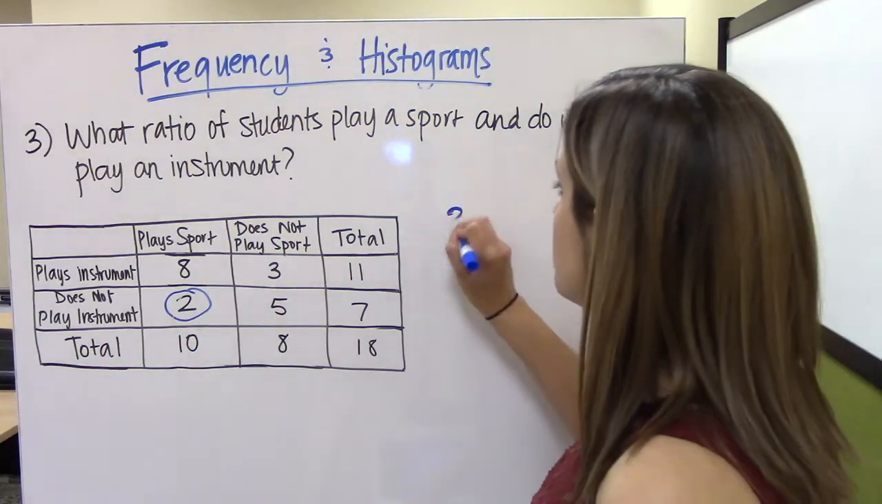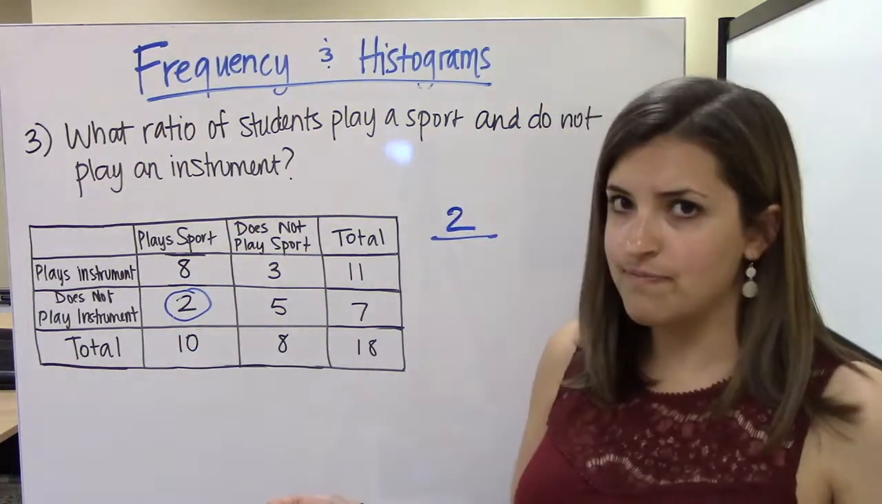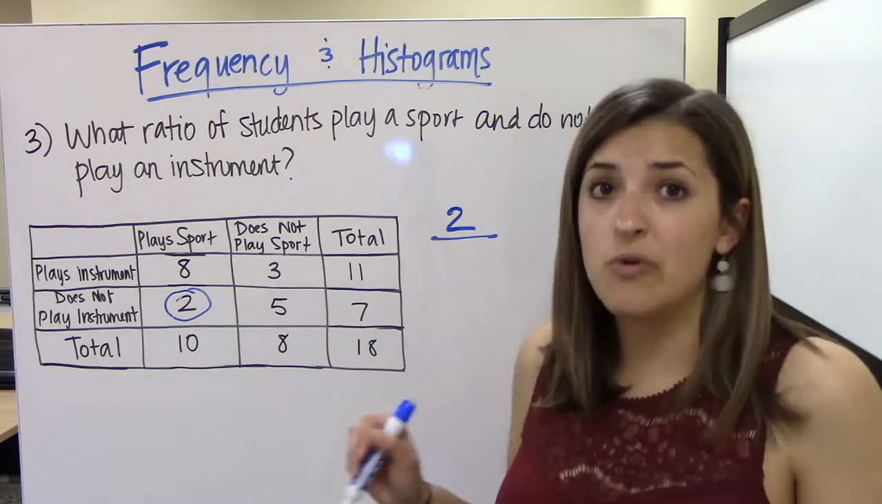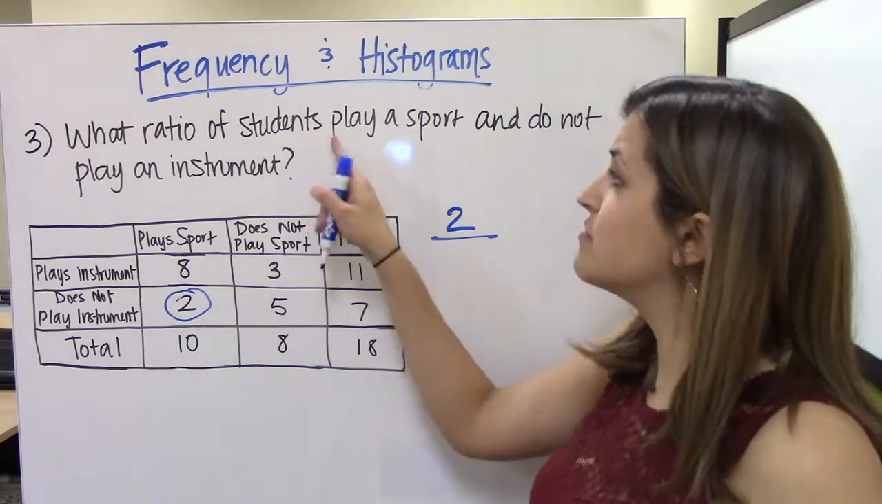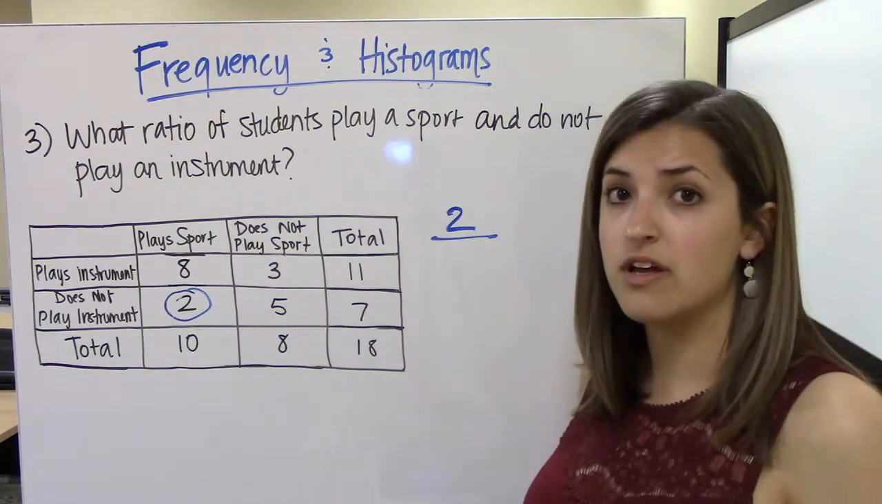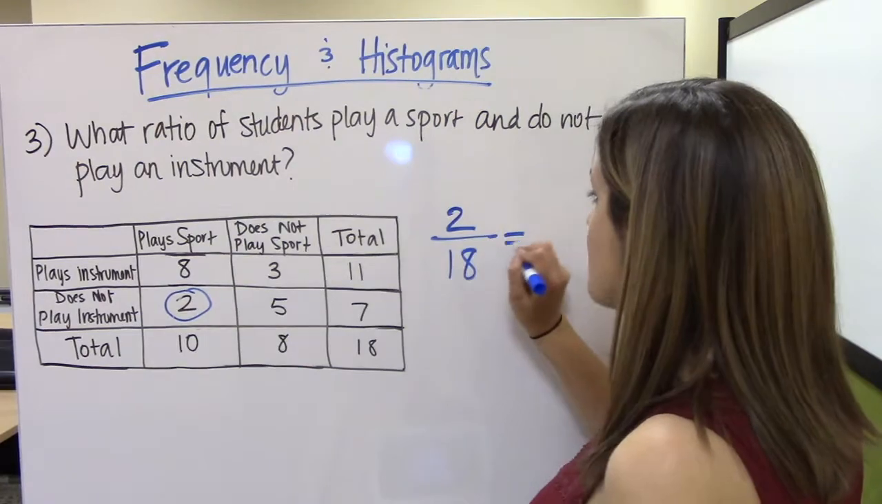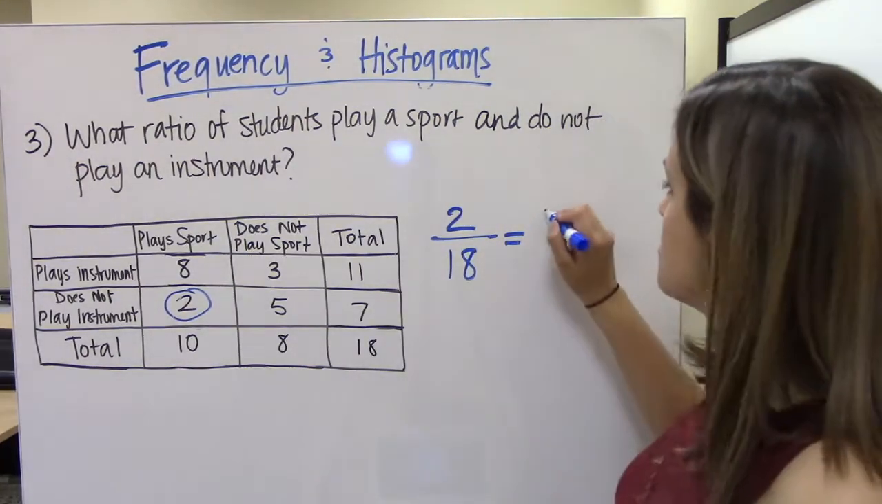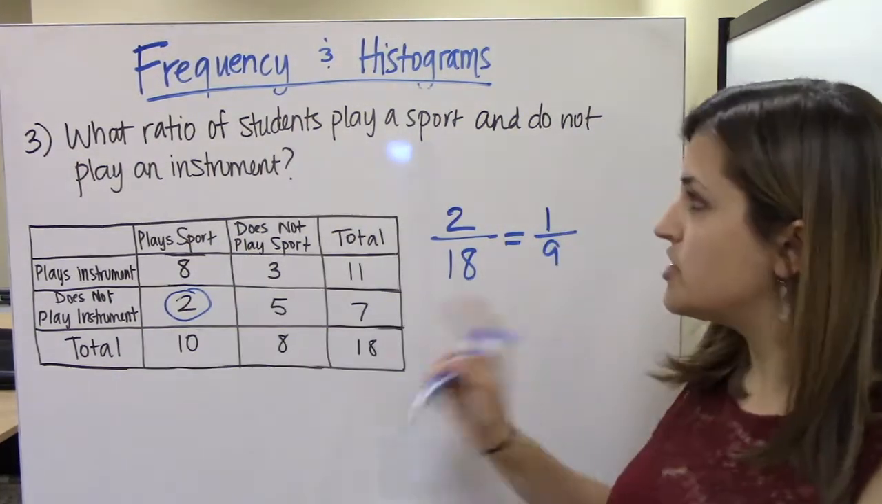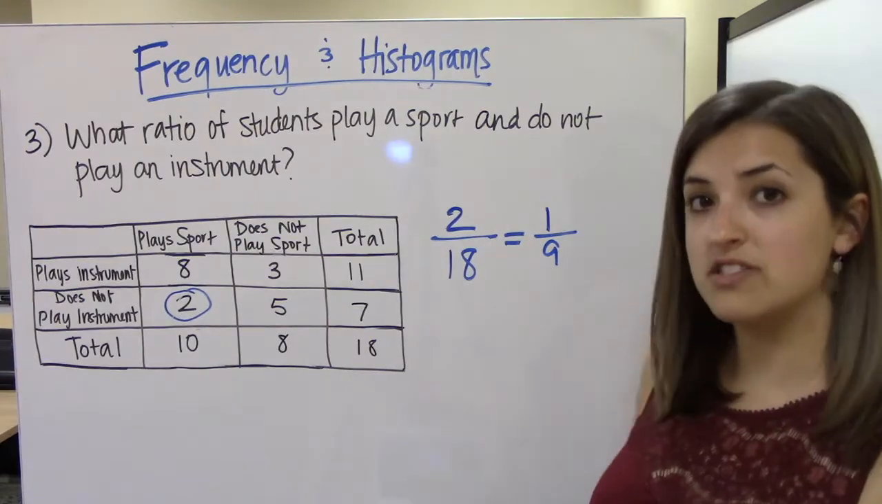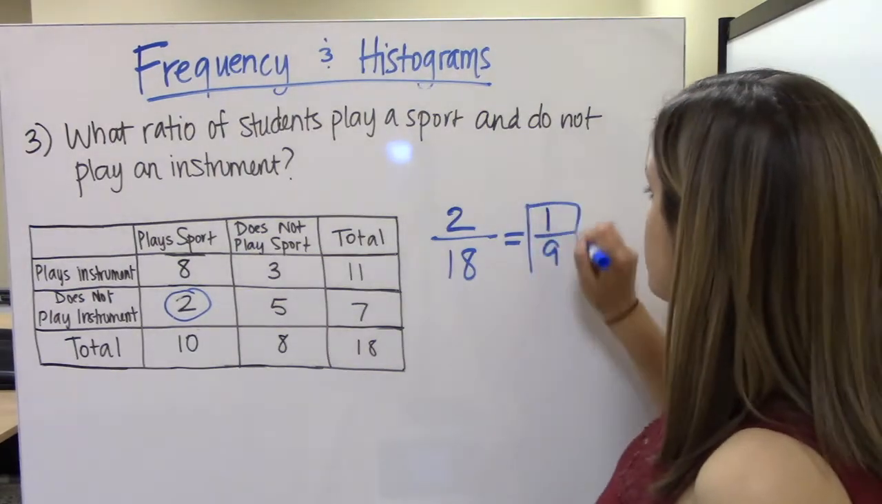So that's going to be 2 out of how many? Well, we're kind of looking at the total number of students here. What ratio of students in general play a sport but do not play an instrument? So the total number of students is 18. This ratio can be reduced to 1 over 9. So our ratio of students who play a sport and do not play an instrument is 1 out of 9. 1 to 9.